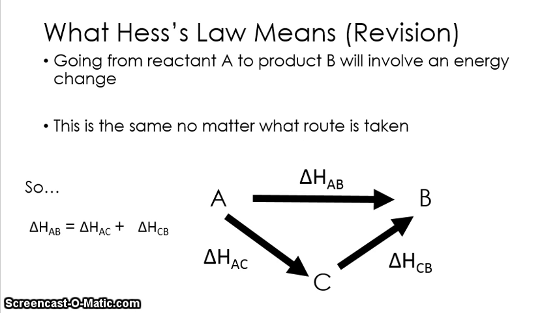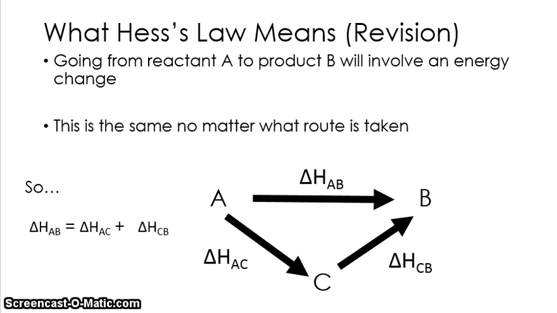So a quick revision of what Hess's law means. As we said, Hess's law meant that the enthalpy change is independent of the route taken. So what that means is going from reactant A to product B is going to involve an energy change, and that's going to be the same no matter what route we take. So if we go from A to B, it's going to be a certain energy change. If we go from A to C to B, it's going to be the same overall energy change. So the enthalpy change, delta HAB, is going to be equal to delta HAC plus delta HCB.